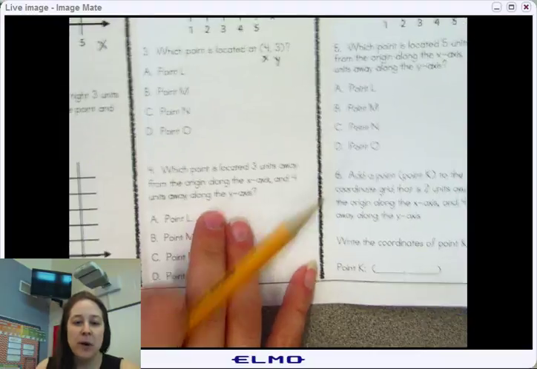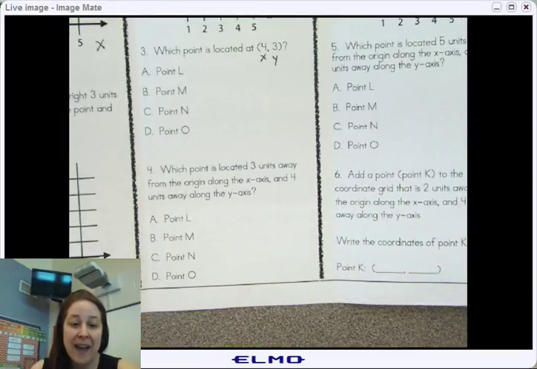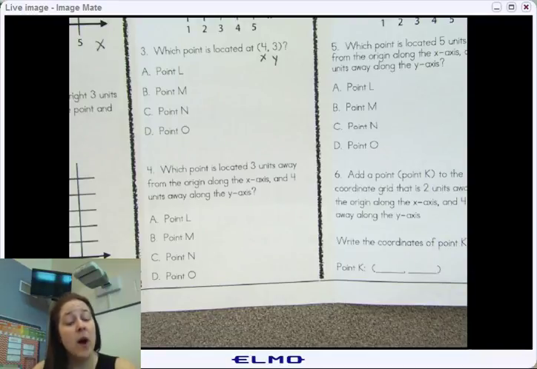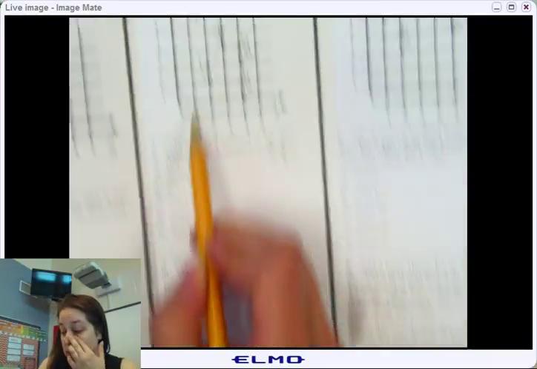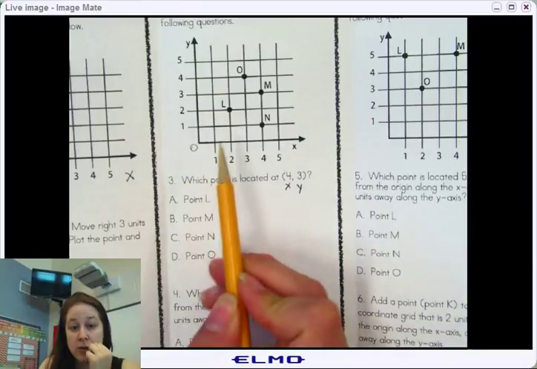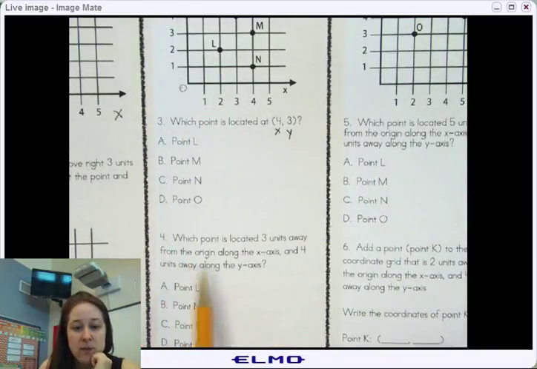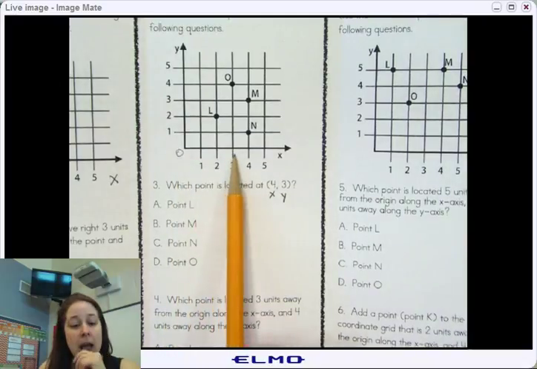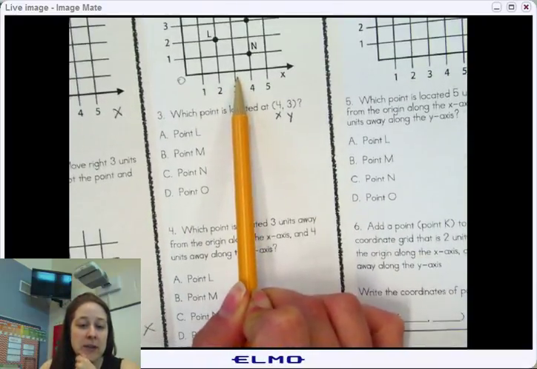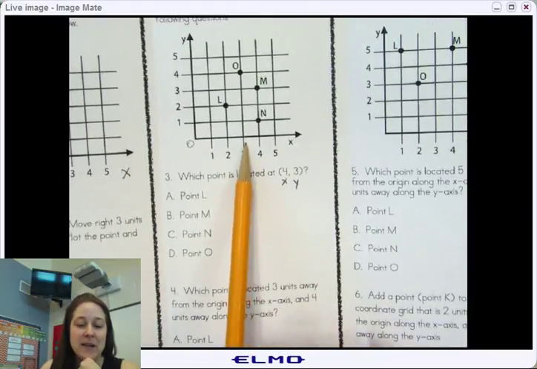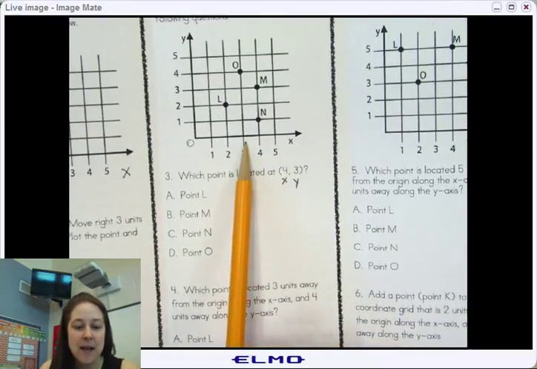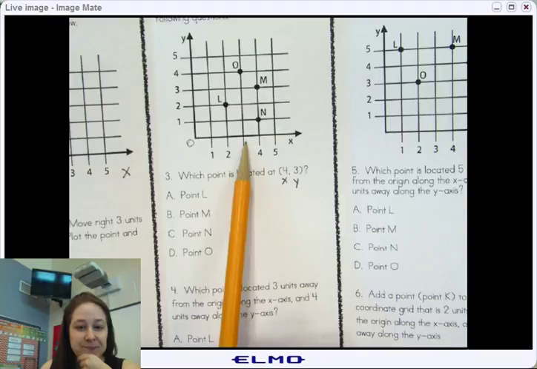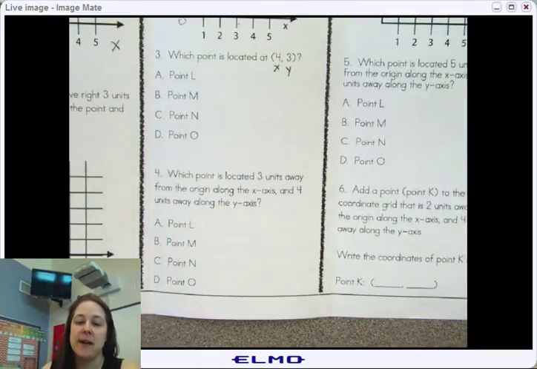Okay, which point is located 3 units away from the origin of the axis and 4 units away from the y-axis? So remember, here's your origin at your 0. It wants 3 units away from the origin on the x-axis, so I want to go over 3. And then it wants 4 units away from the y-axis. So basically, it's giving you your x-y axis, or your coordinate points here. And I kind of hinted to it. So if you'll take a moment and type that into Edpuzzle.